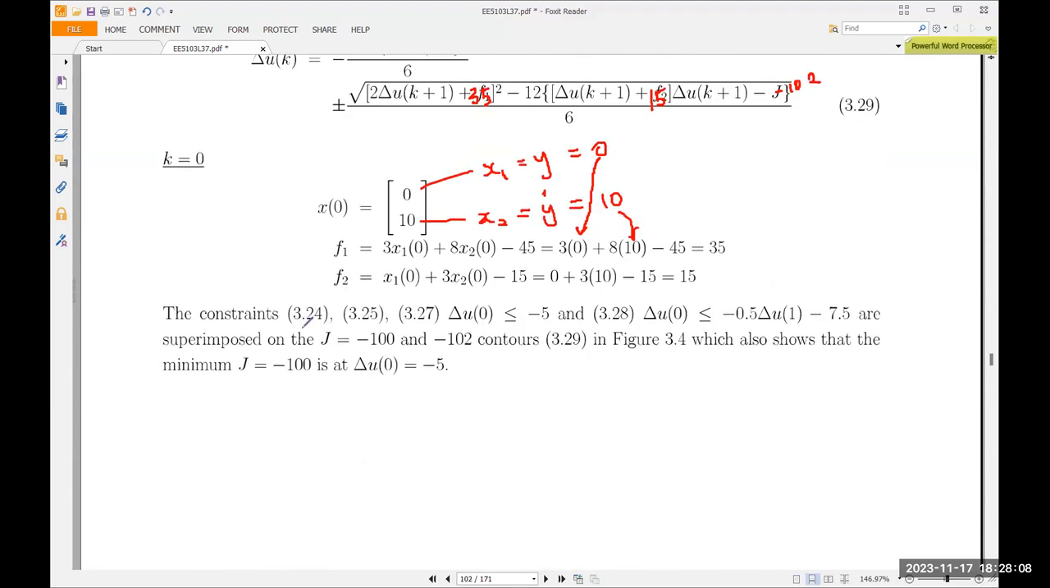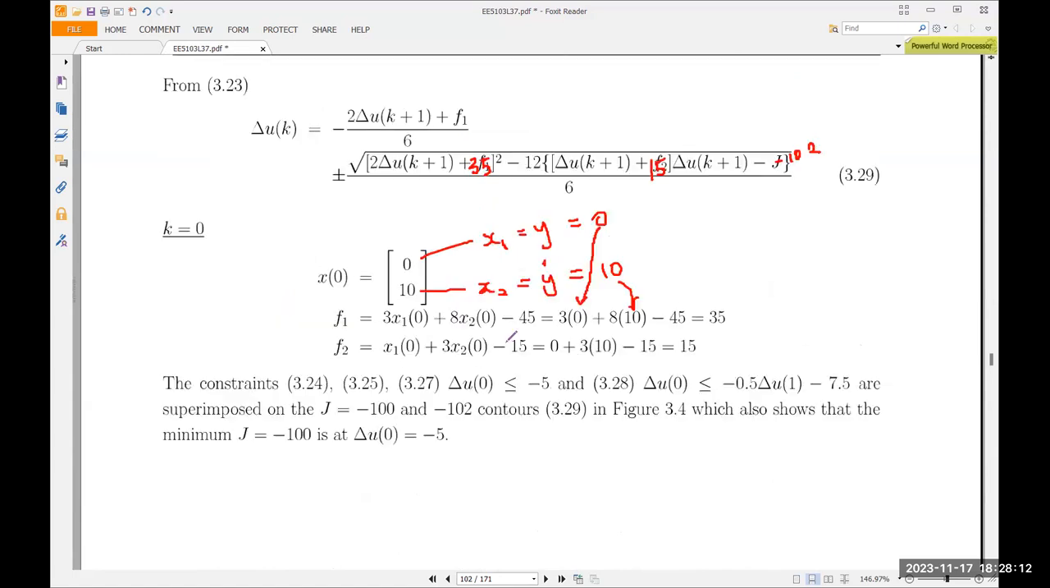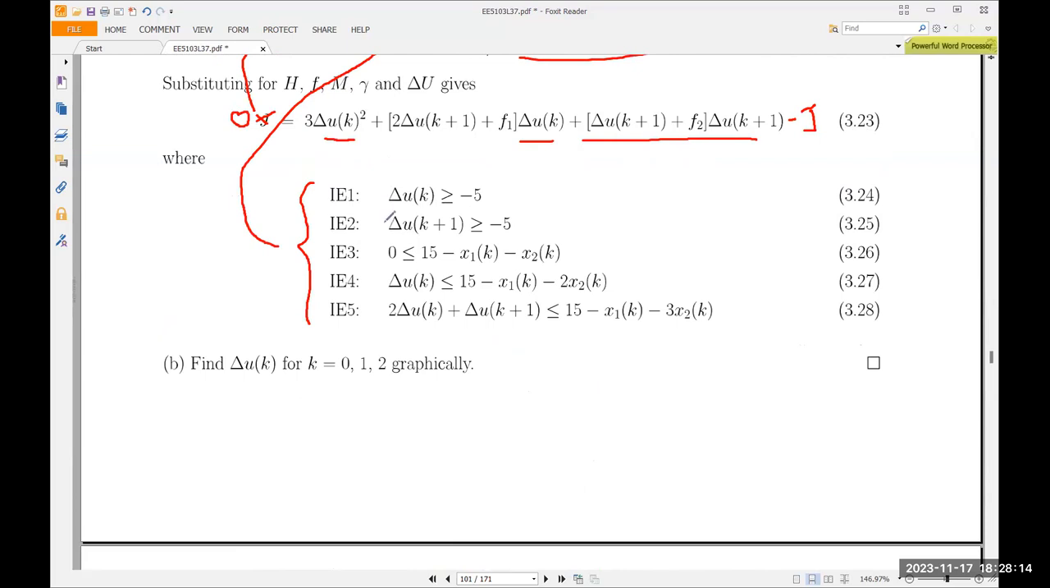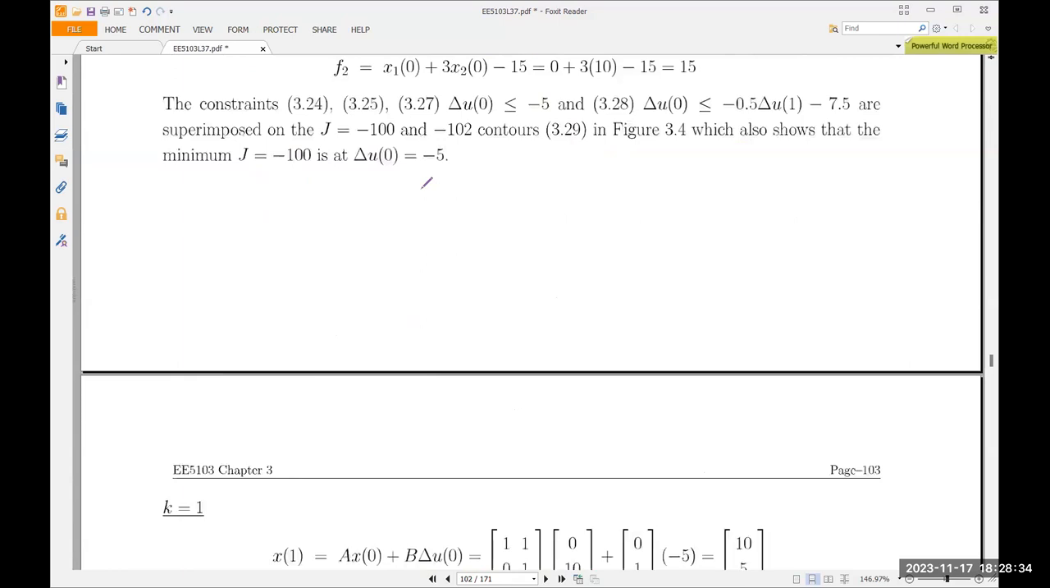So there are constraints, you see, constraints 24, 25, 27, and 28. Basically, IE1, IE2, IE4, IE5. All right. Basically, you have to satisfy all these 5 constraints. So IE1 says that delta UK must be greater than minus 5.